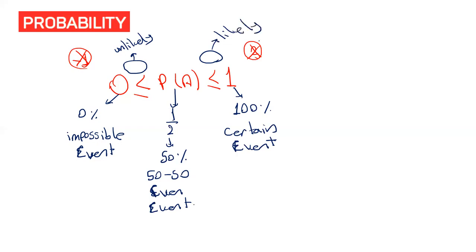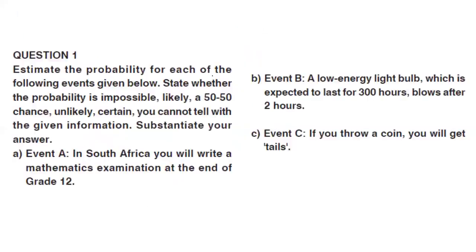All right, so now let's have a look at this question. The question 1, estimate the probability for each of the following events given below. State whether the probability is impossible, likely, a 50-50 chance, unlikely, certain, or you cannot tell with the given information. Substantiate your answer. So the first question, event A.